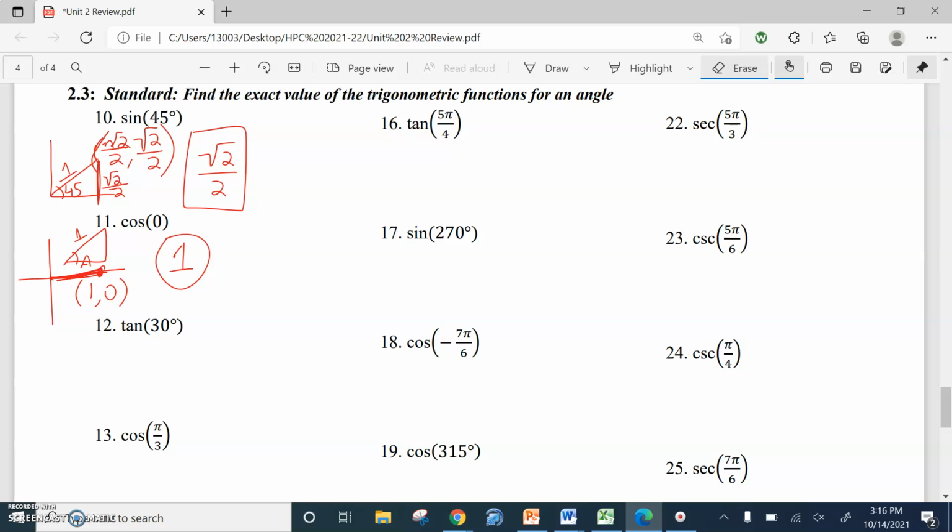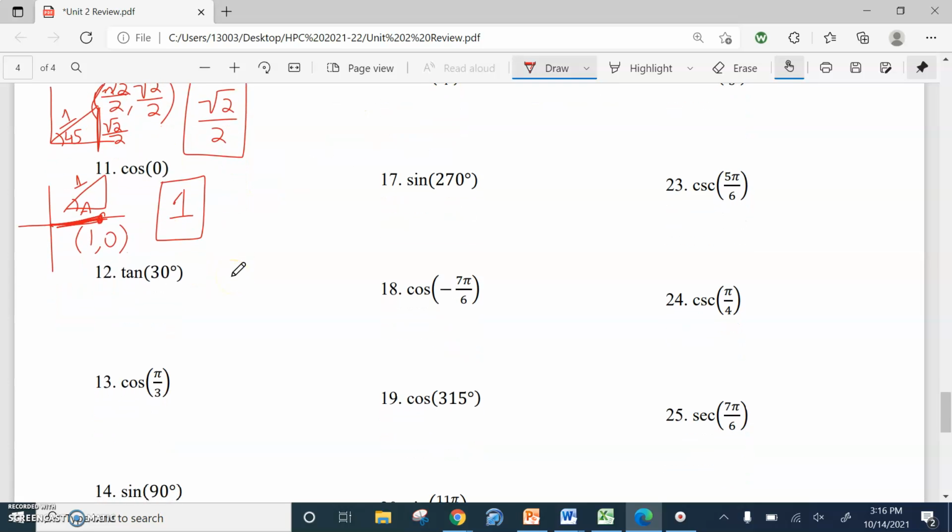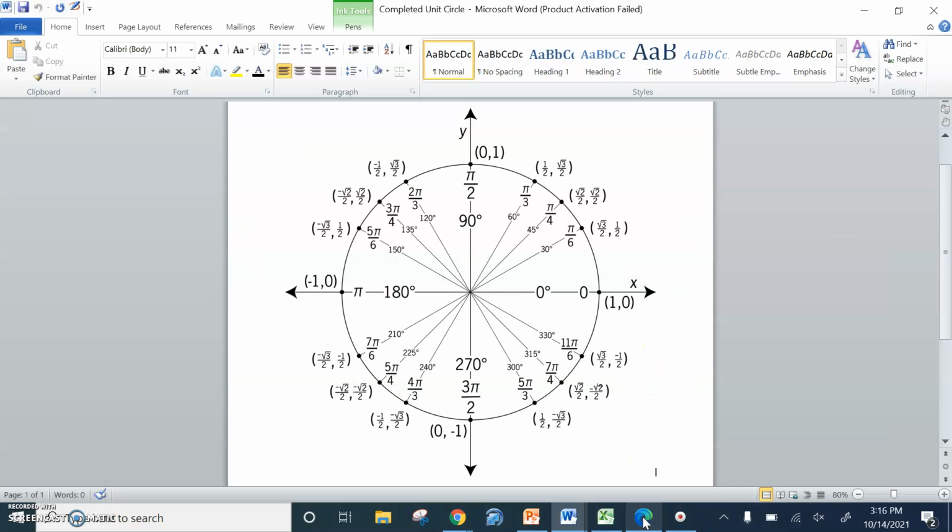Sorry, I don't know why I circled that one and boxed the other one. There. Boxed it in. All right, then we keep going. Tangent of 30 degrees. All right, well, tangent of 30, I might need that unit circle. So let's take a look at that unit circle.